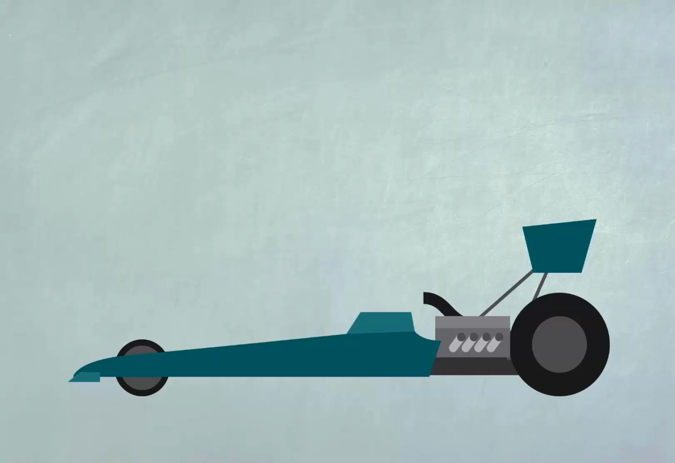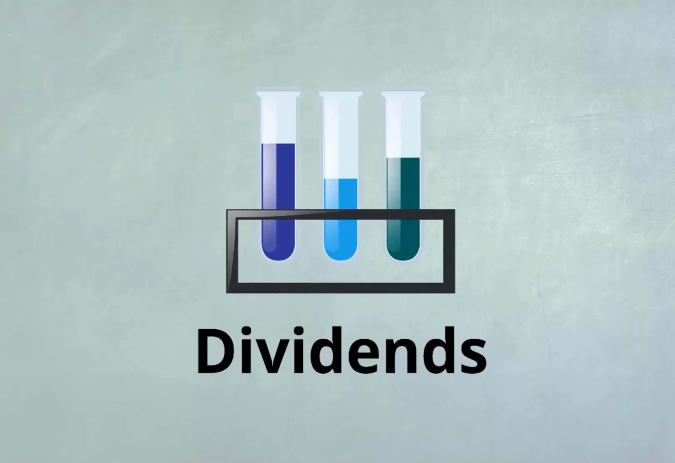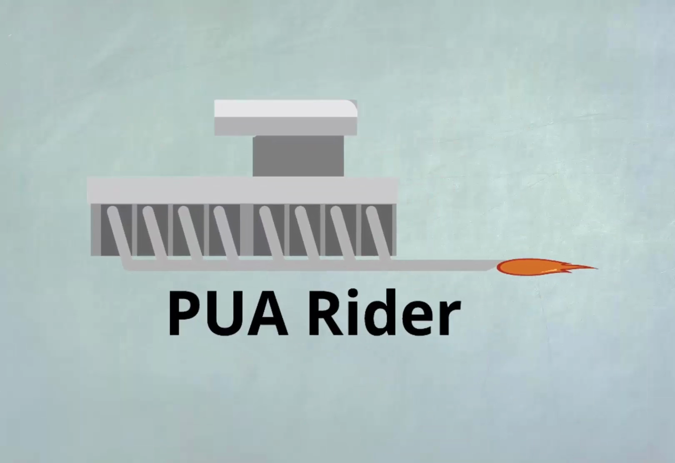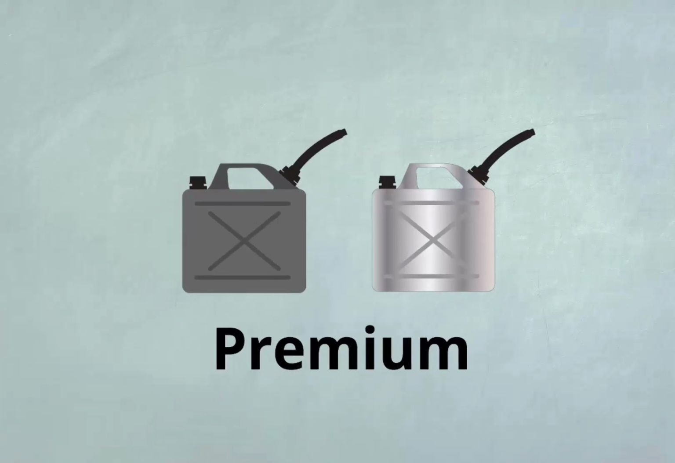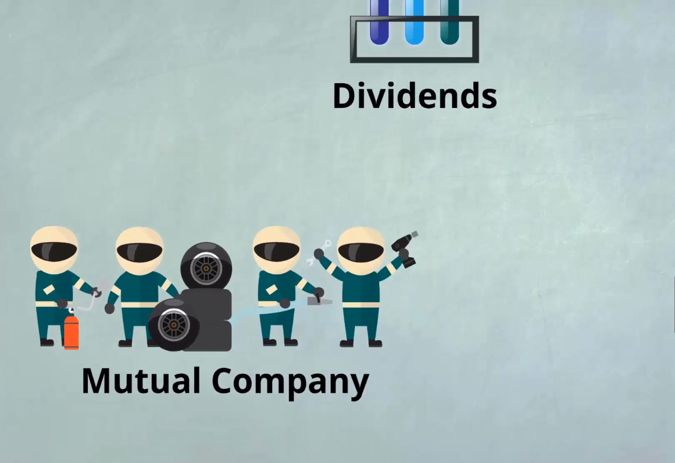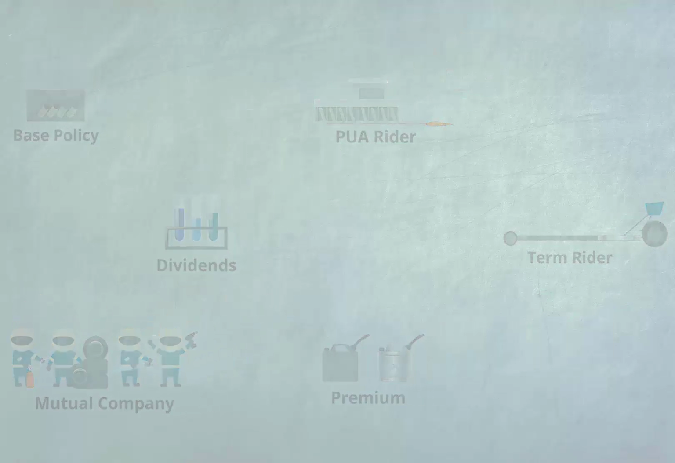Most people researching whole life soon learn that in addition to the growth that's guaranteed inside your base whole life policy, there are also dividends, a paid-up additions rider, a term insurance rider, and of course, none of this works without your premium dollars or a mutual life insurance company to put these premiums to work. So let's drill deeper into these different parts of the vehicle.